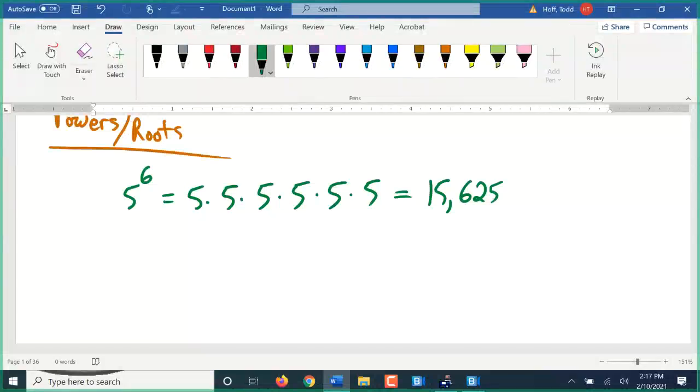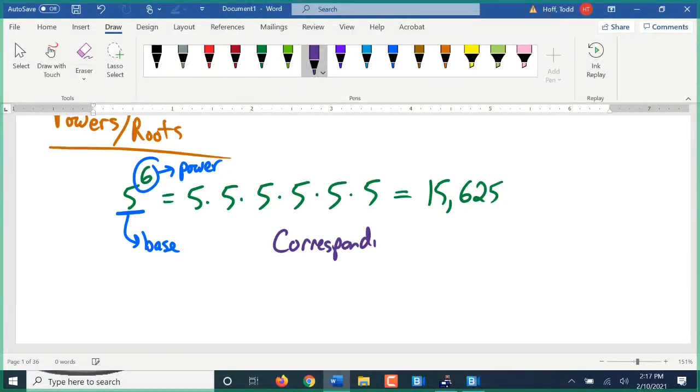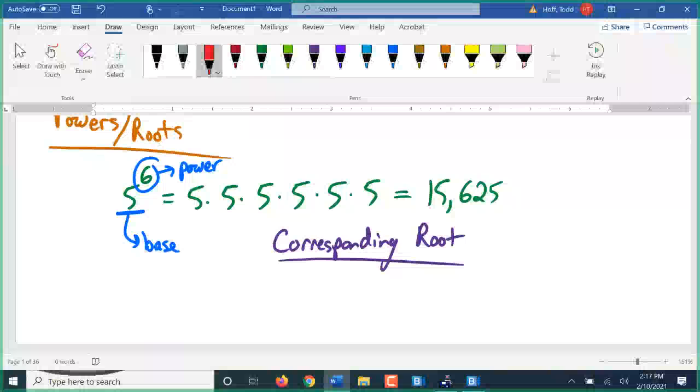If I want to reverse this, now recall that these powers have two parts to them. The 5 is referred to as the base. That's the number being acted upon. The 6 is actually referred to as the power. If I want to reverse that, we use a corresponding root. The corresponding root has an index that is equivalent to our power.